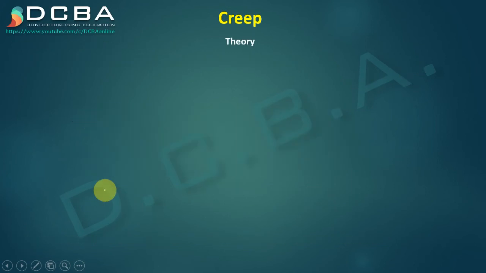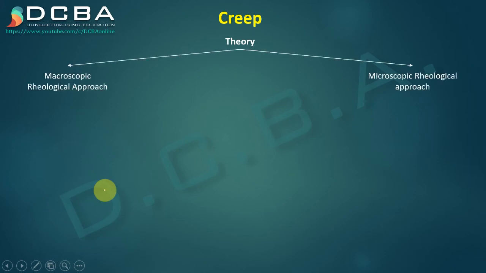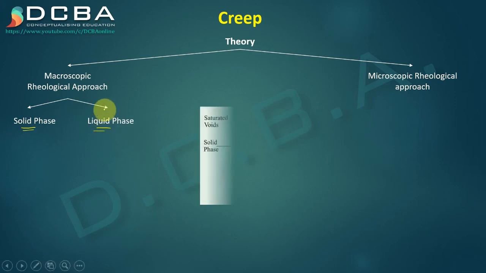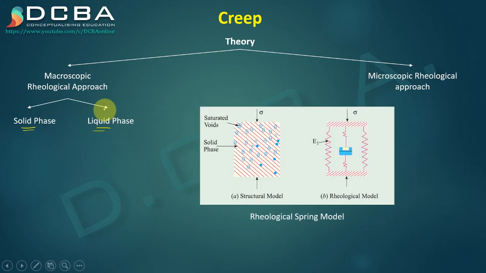works. Now in theory, we have two theories for creep. First is the macroscopic rheological approach, and the second is the microscopic rheological approach. When we consider the macroscopic rheological approach, we have the solid phase and the liquid phase inside a concrete. This solid and liquid phase can be depicted as a spring model. This is called the rheological spring model.